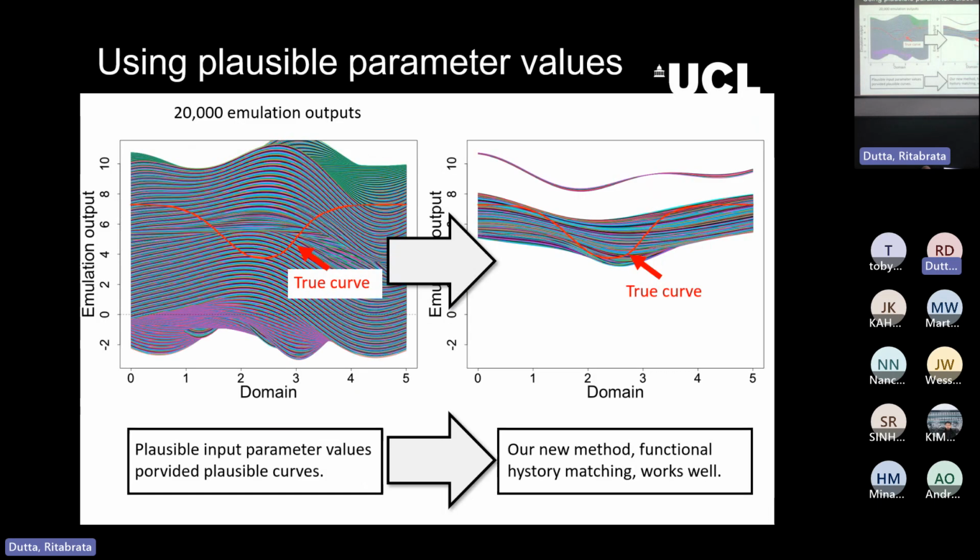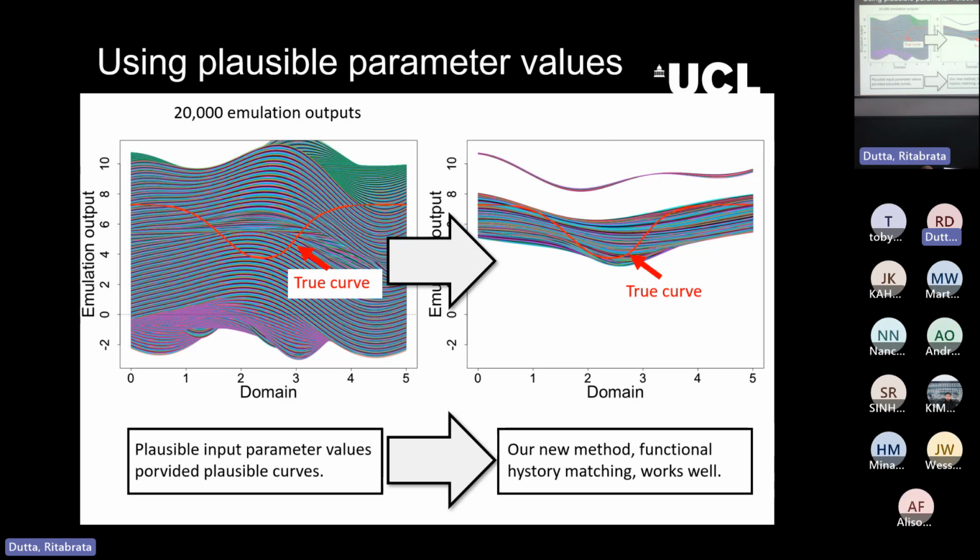Using this technique, in this toy synthetic data example, you have 20,000 emulation outputs. Not all curves look similar to the true data, the red curve, but by choosing plausible input parameters using the Sobolev norm implausibility, you can have these curves, and these results look similar to the true curves. So we believe that our new method for functional data, functional history matching, can work.